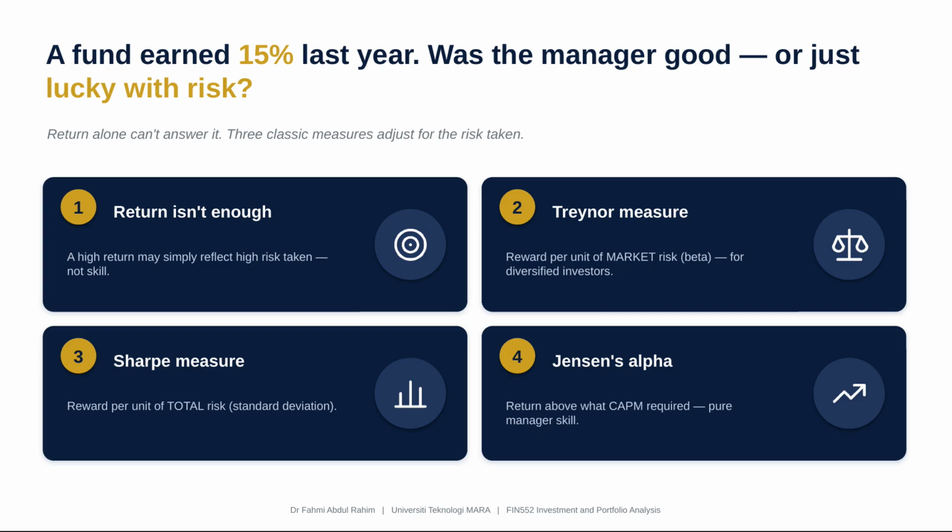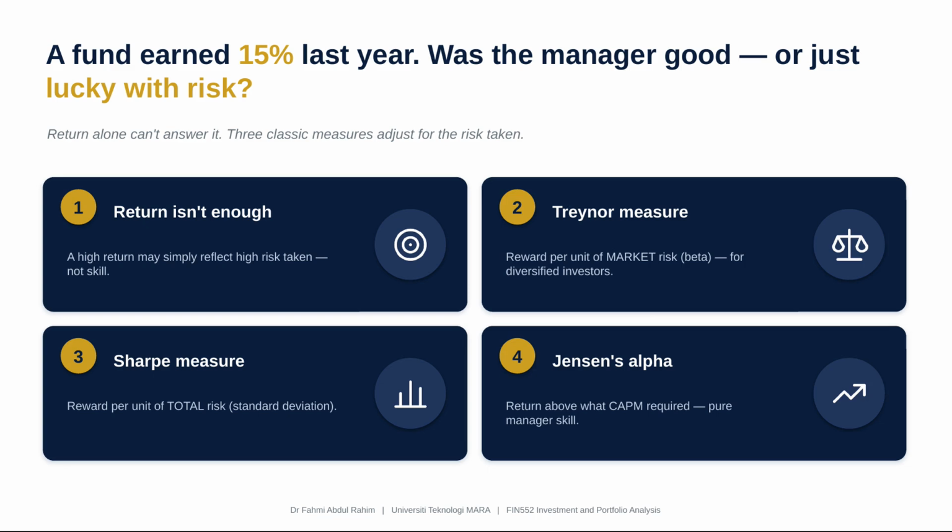Let me open with the question at the heart of this chapter. Suppose a fund earned 15% last year. That sounds impressive, but was the manager actually good? Or were they simply lucky, taking on a lot of risk that happened to pay off? Return alone cannot answer that, and that is the whole problem this chapter solves.